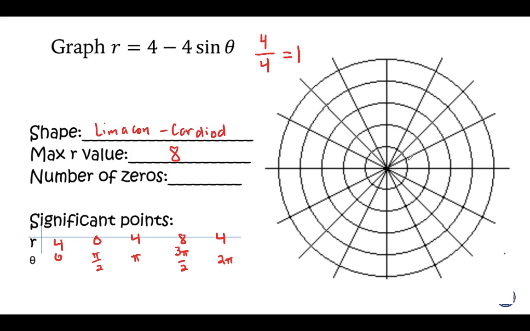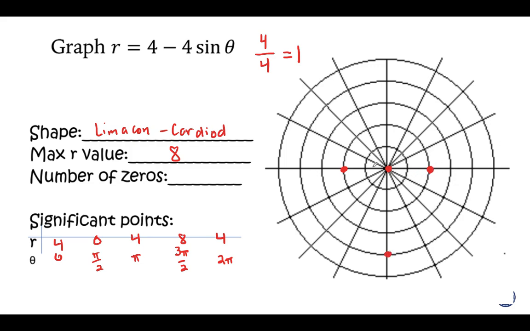Now I'm going to let each circle represent 2 here so I can fit 8 on my graph. All right, so just keep that in mind. Each circle is representing 2 units. So at 0, I'm at 1, 2, 4, so I'm plotting that point. At pi over 2, I'm at 0, so I'm on the pole. Pi, I'm at 4. 3 pi over 2, I'm at 8. 2, 4, 6, 8. And at 2 pi, I'm back to 4, right?